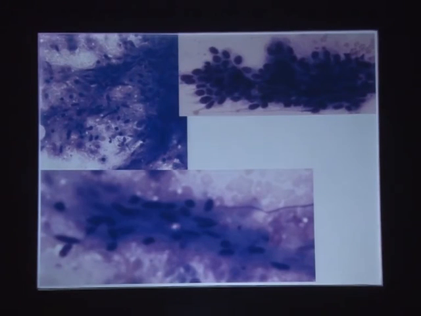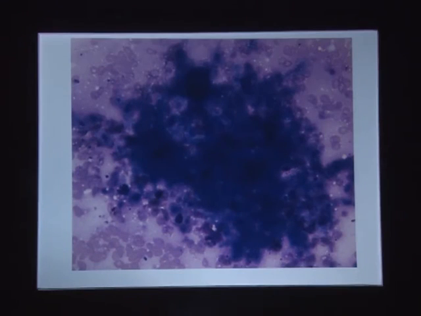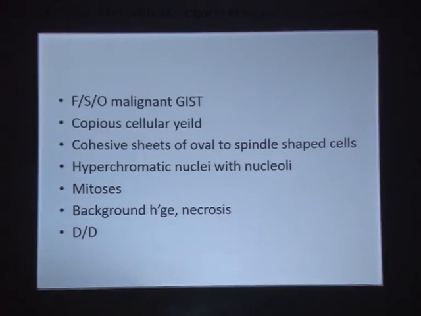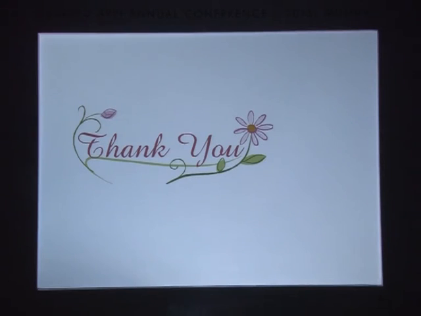Now malignant GISTs are sometimes difficult to diagnose on FNA, but yes, we can render a diagnosis of malignancy on these GISTs. Especially here you can see the spindle cell morphology, epithelioid morphology, high-power view of that spindle cell morphology. If you see background necrosis, hyperchromatism, or mitosis, then that would point towards a malignant GIST. So these are the features of malignant GIST. And I've just shared some of the cases with you.